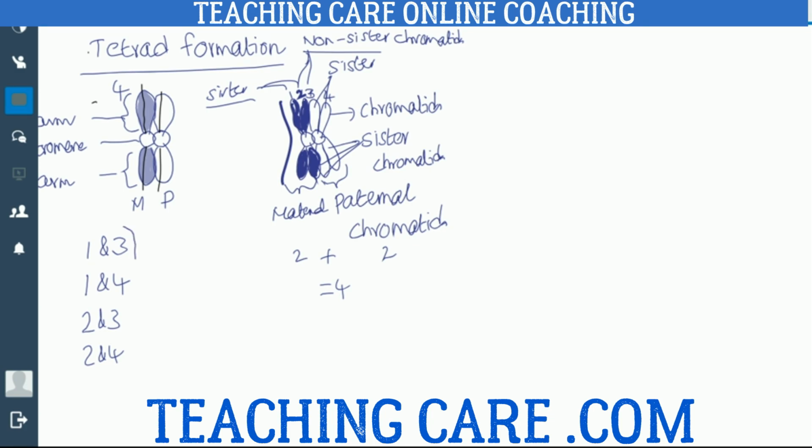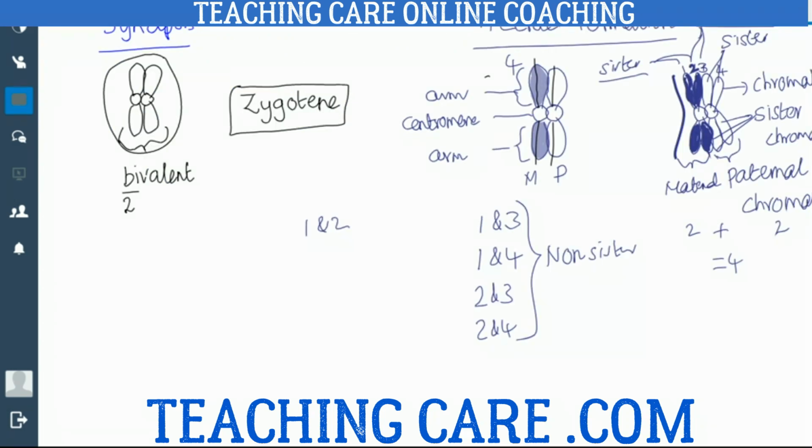So these all are, if you take these numbers, these all are non-sister. If you write sister chromatids, only 1 and 2 are sister. 3 and 4 are sister. Sister chromatid. These are sister. These two are non-sister. So here always crossing over will take place between non-sister chromatids. Crossing over will occur between non-sister chromatids.